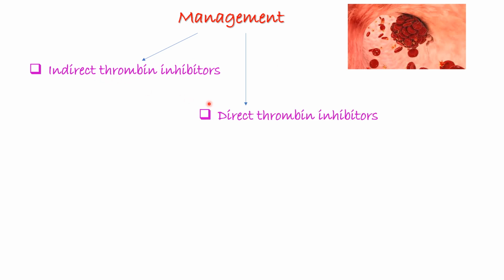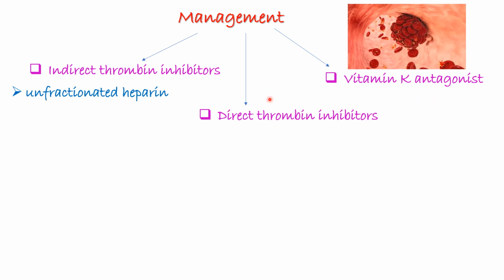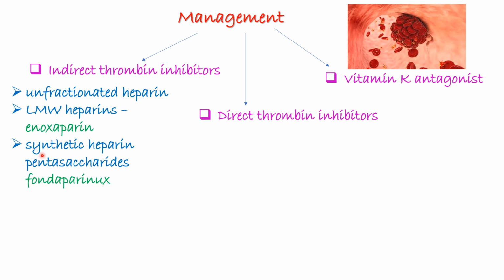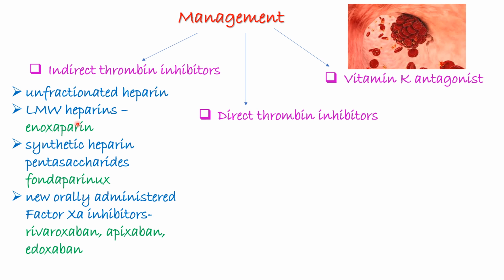So we are going to discuss briefly the classes of anticoagulants. The classes we have are indirect thrombin inhibitors, direct thrombin inhibitors, and vitamin K antagonists. In terms of indirect thrombin inhibitors, we have the heparins. In terms of the heparins, we have unfractionated heparin. We have low molecular weight heparin, enoxaparin as an example. We have synthetic heparin, the synthetic heparin pentasaccharide, that is fondaparinux. Those are the heparins.